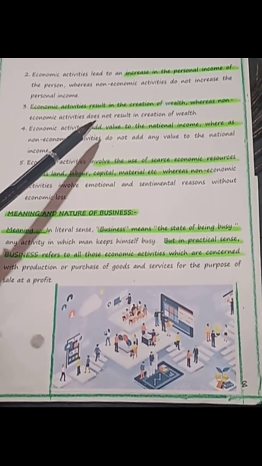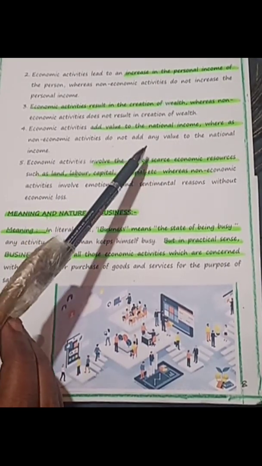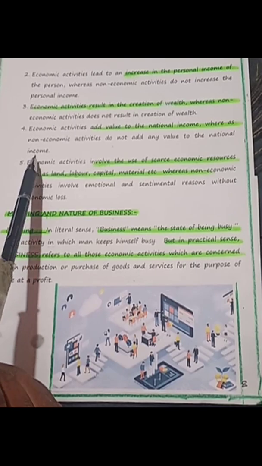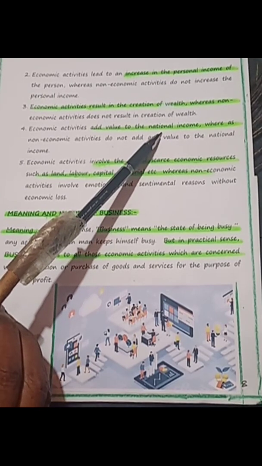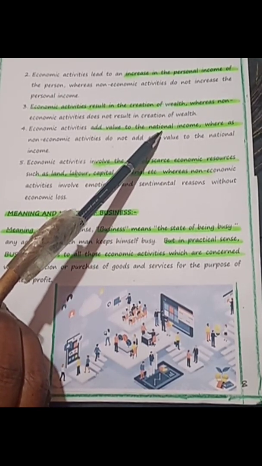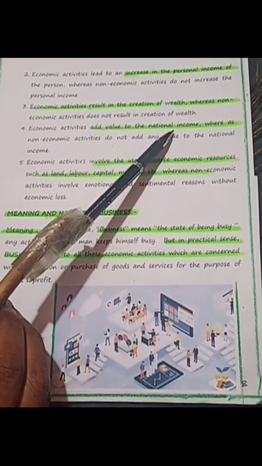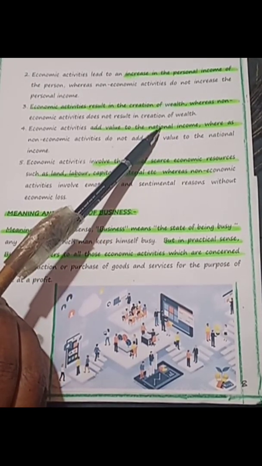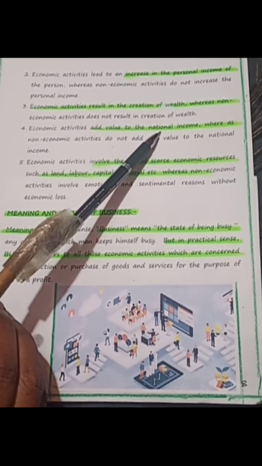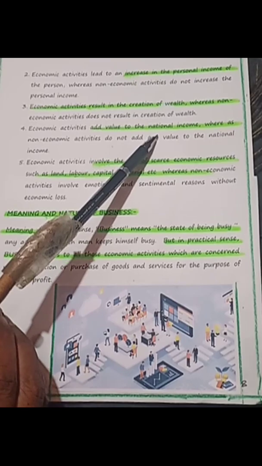Fourth one, economic activities add value to the national income, whereas non-economic activities do not add any value to the national income. What is the meaning of adding value to the national income? Please understand, first of all, national income is nothing but the total value of goods and services a country produces. Children, you would have heard about GDP, gross domestic product growth rate. That indicates the economic development of a country. So the total value of goods and services produced by a country will determine the economic growth of the country through that index or barometer called GDP.